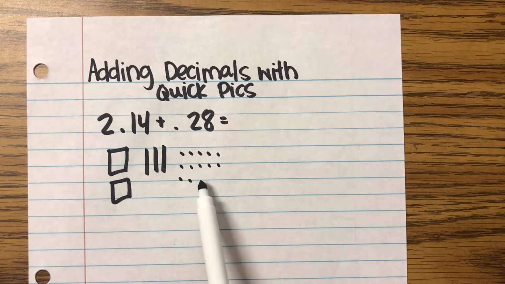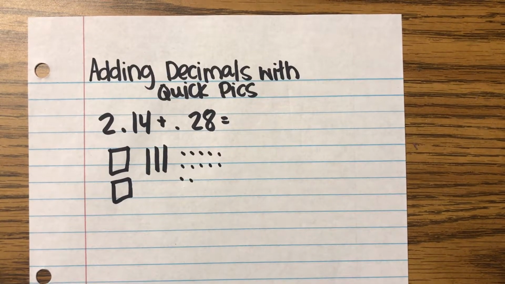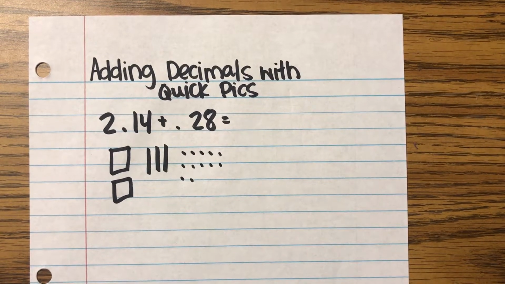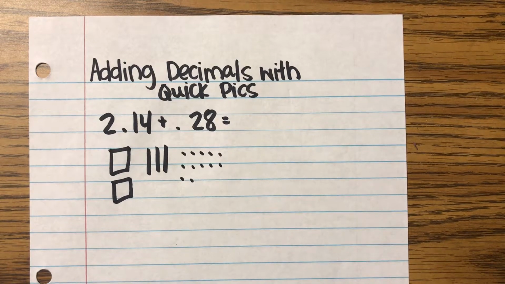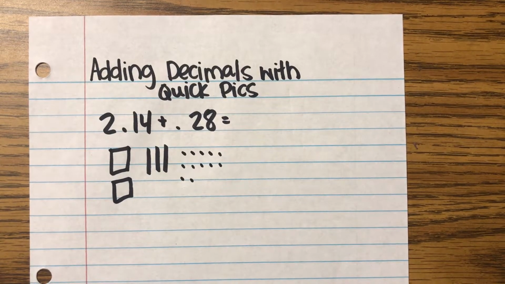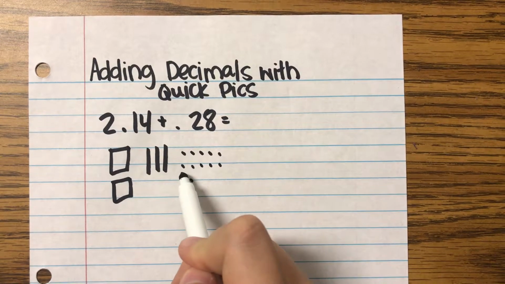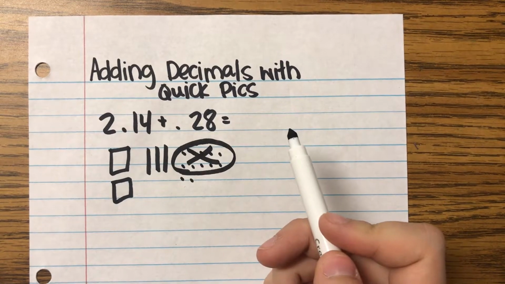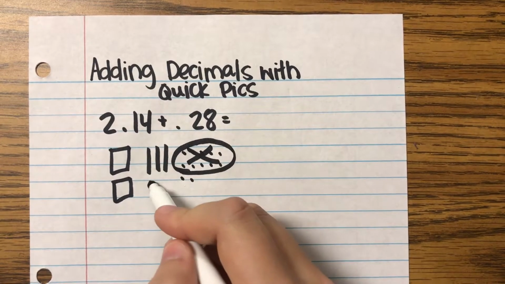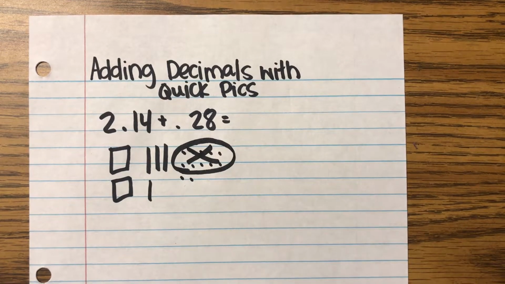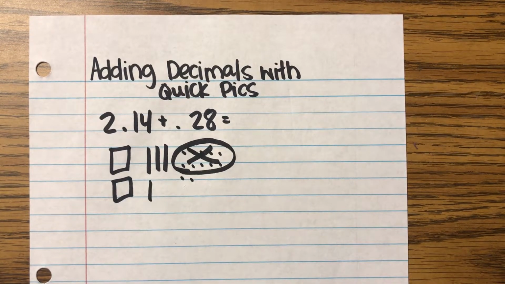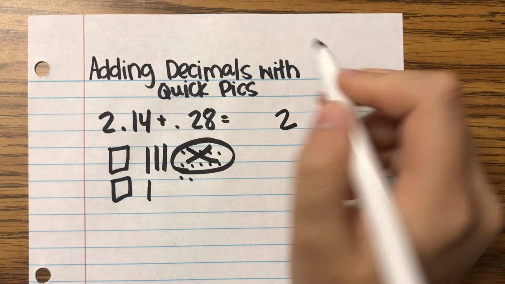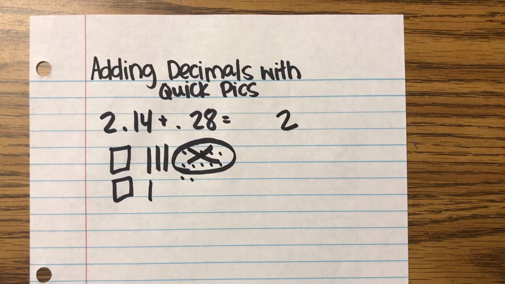So how many hundredths do I have right here? 12. Can I write 12 in the hundredths place? No. So what do I need to do? How many are in a group? 10. So I take 10, I circle it, I mark it out, and what do 10 hundredths become? 1/10. 1/10. So how many hundredths do I have left over after I regroup? 2. So what digit goes in my hundredths place? 2. Everybody with me? Yes, ma'am.